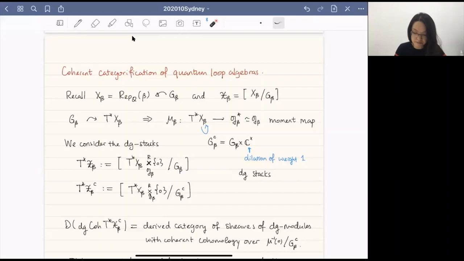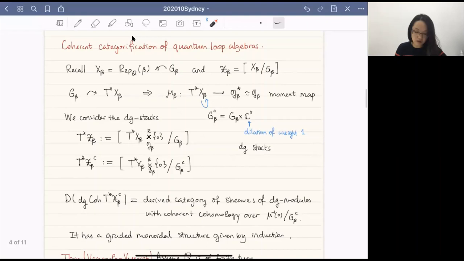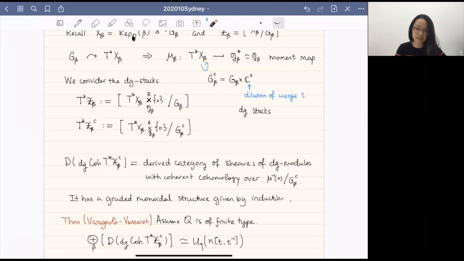And you can consider an analogous quotient. Well, it's not quite it. Just like you can also quotient by this extended group G_β × C*. Okay. So these two are some DG stacks, and we will consider the derived categories of sheaves of DG modules over these DG stacks.